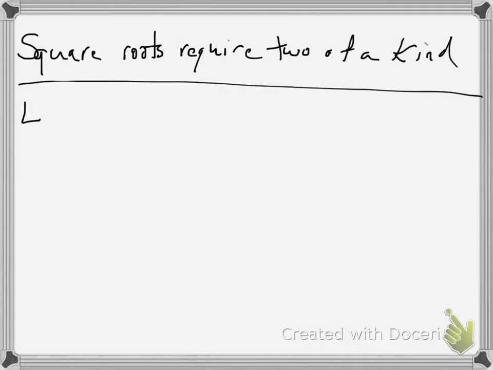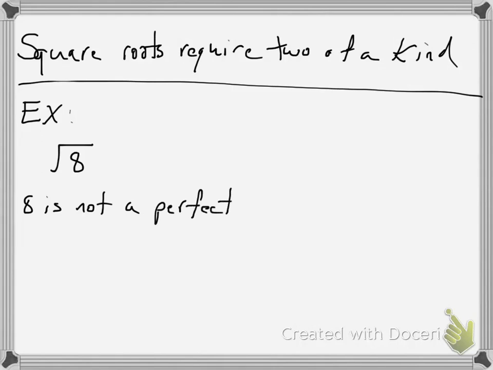So remember with the 9, we could have written it as 3 times 3, so there's your 2 of a kind. 3 times 3 is 9. So let's do an example with the square root of 8. Okay. And 8 is not a perfect square. It's not 2 squared because 2 squared is 4. It's not 3 squared. 3 squared is 9. So we have to do something else.